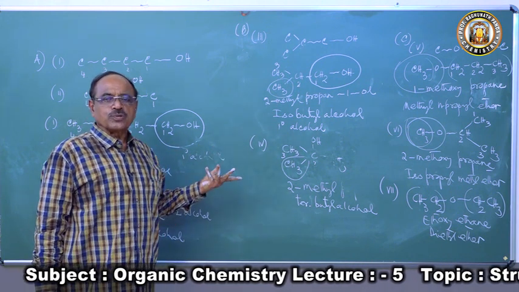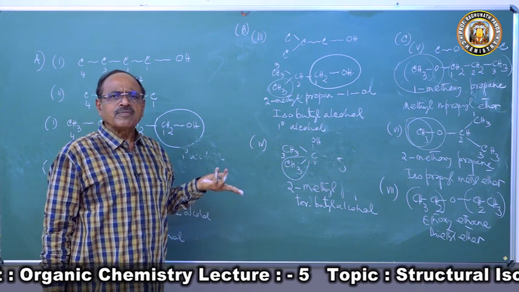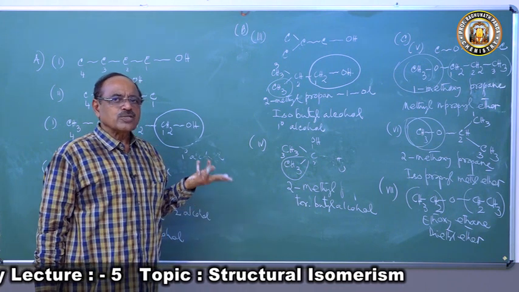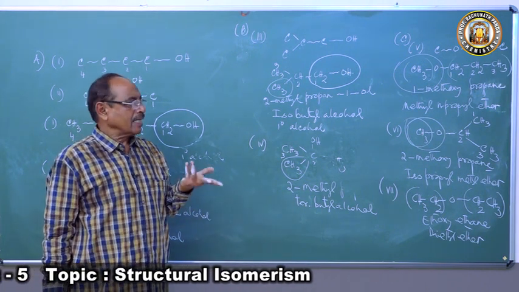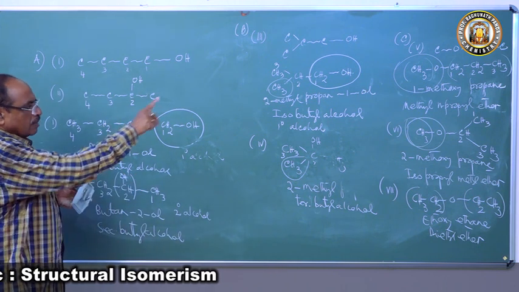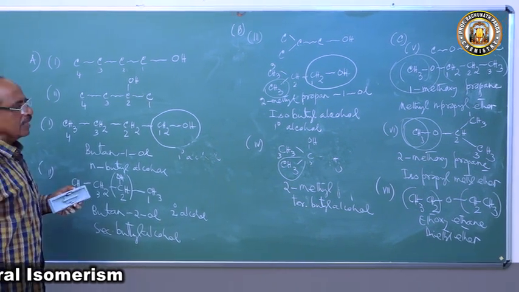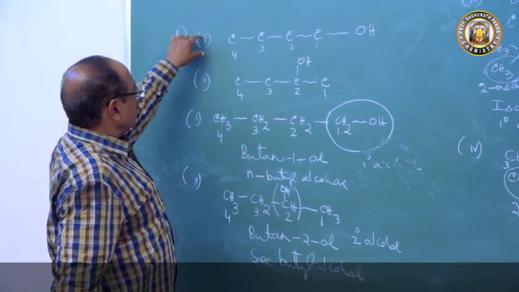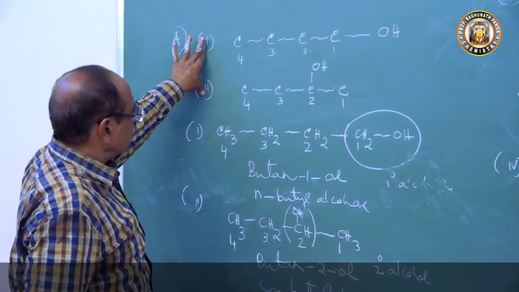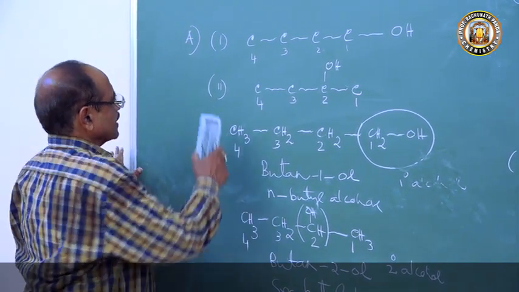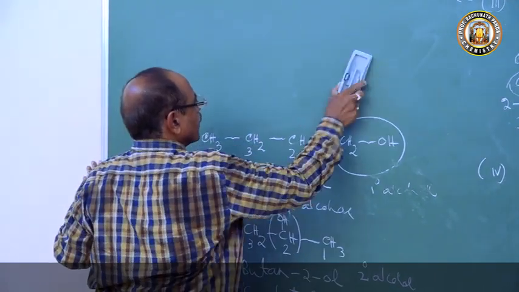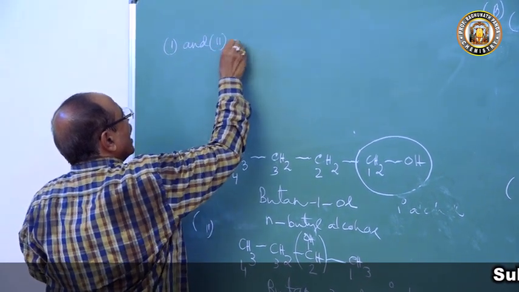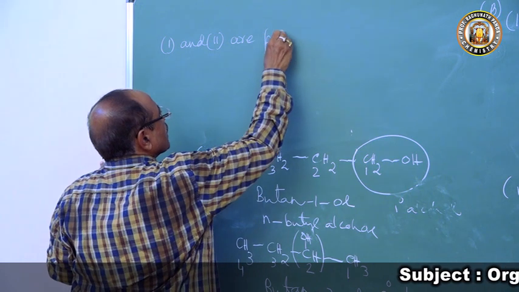If you know how to do it, you need not remember the answer. We can write them ourselves once we decide how to write. We wrote the possible structures and named them. Then we classify them. Structures 1 and 2 are position isomers.